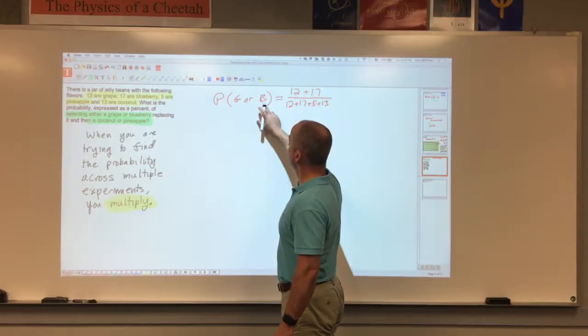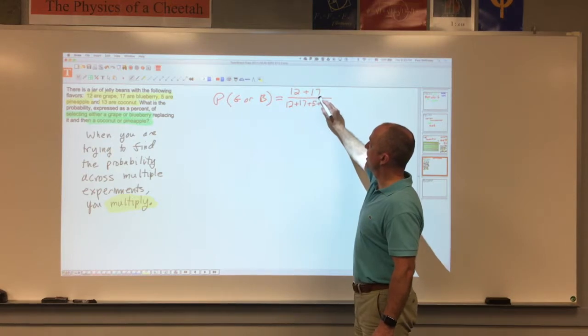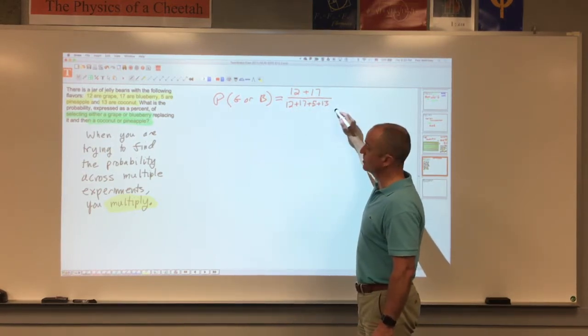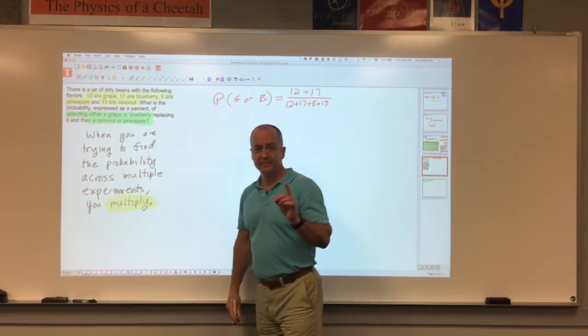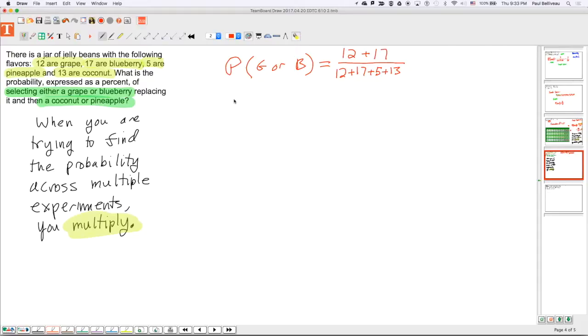Probability of a grape or blueberry is the number of ways we can pull out a grape plus the number of ways we can pull out a blueberry divided by everything in our sample space. Now, one asks for a percent, but we'll get to that in a second. That's first experiment. Every single thing you do is an experiment in probability. Our second experiment is the probability of pulling out a coconut or a pineapple.